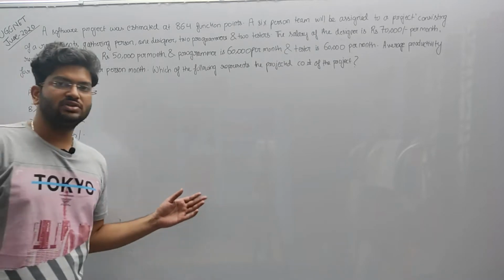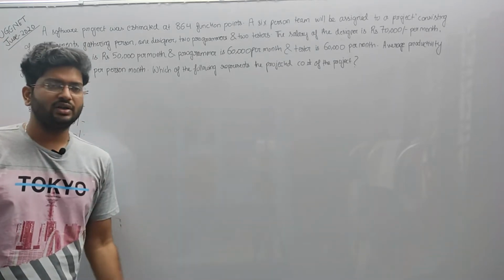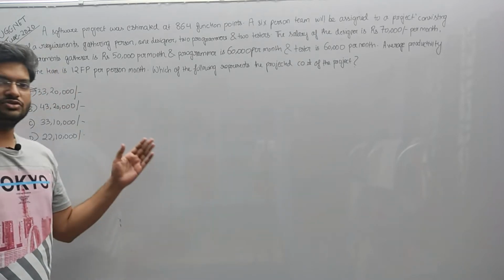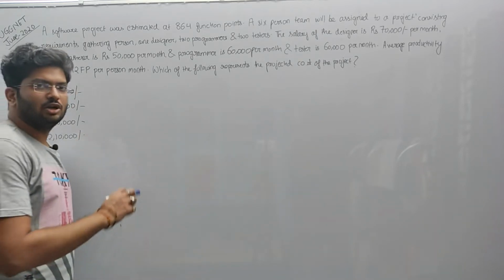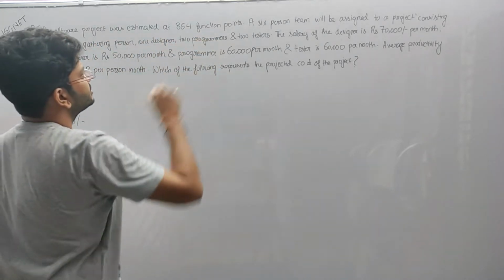In this video, we will see a question which was asked in the June 2020 exam of the UGC NET. This question is also on software engineering. Let's check out the question. A software project was estimated at 864 function points.